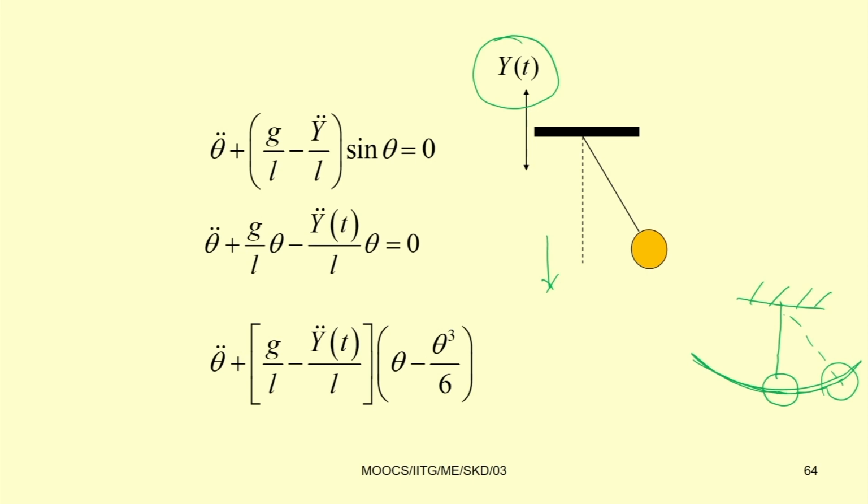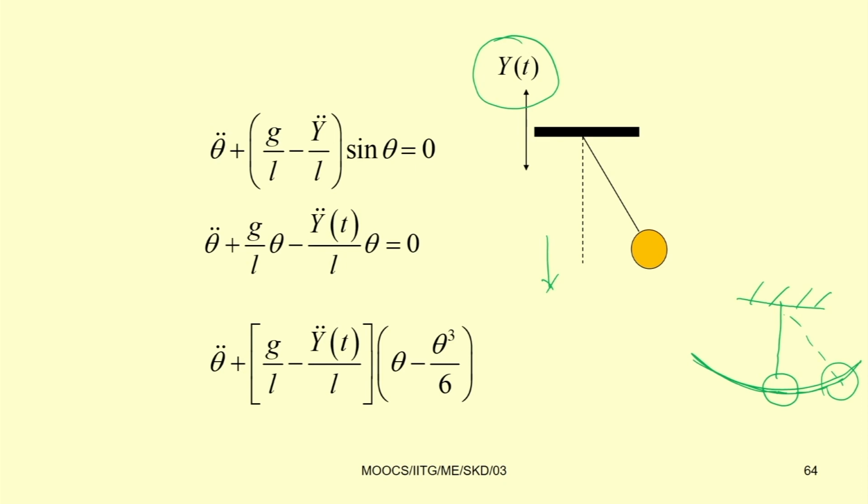equal to 0. So, in this case, by expanding this equation you can write theta double dot plus g by L theta minus y double dot t by L theta equal to 0. So, here y is the motion of the platform.